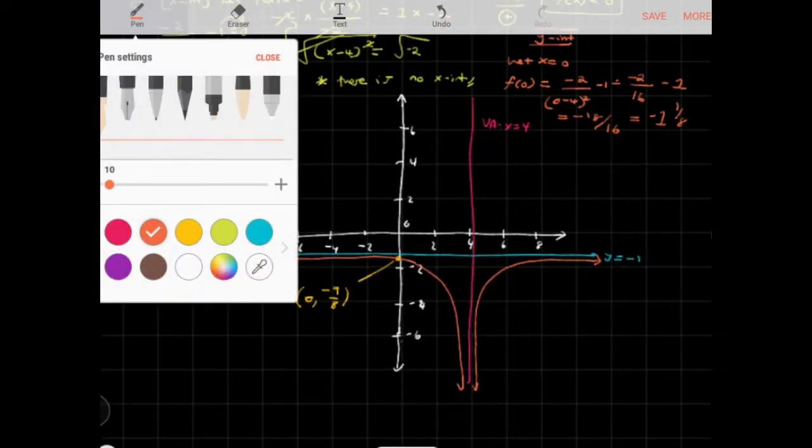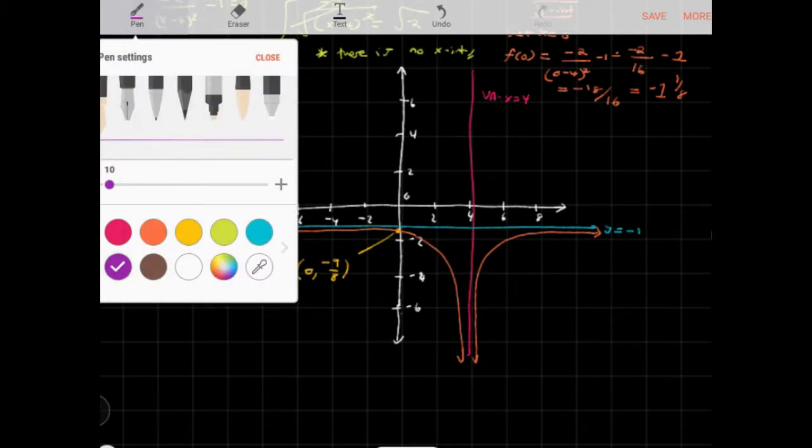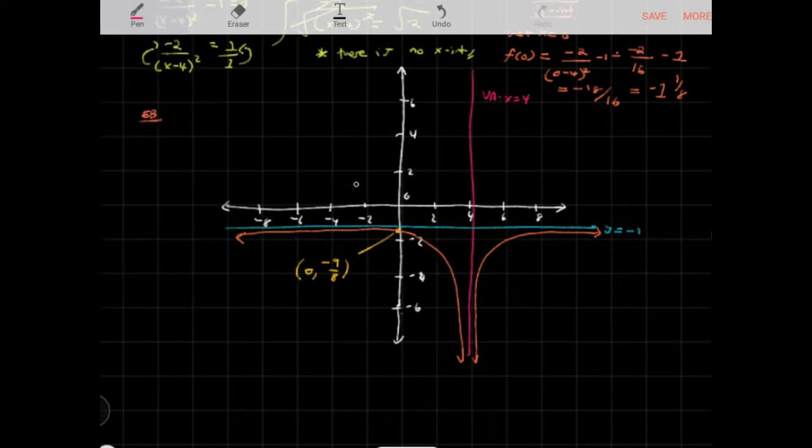I'm using a different color here. Let's take a look at our end behaviors. To assess our end behaviors, I'm going to say x approaches negative infinity. As x approaches negative infinity, you can see that y gets closer and closer to the horizontal asymptote from below. y approaches negative 1 from below. The next step is to approach the vertical asymptote 4 from the left side, and we'll also approach the vertical asymptote 4 from the right side.